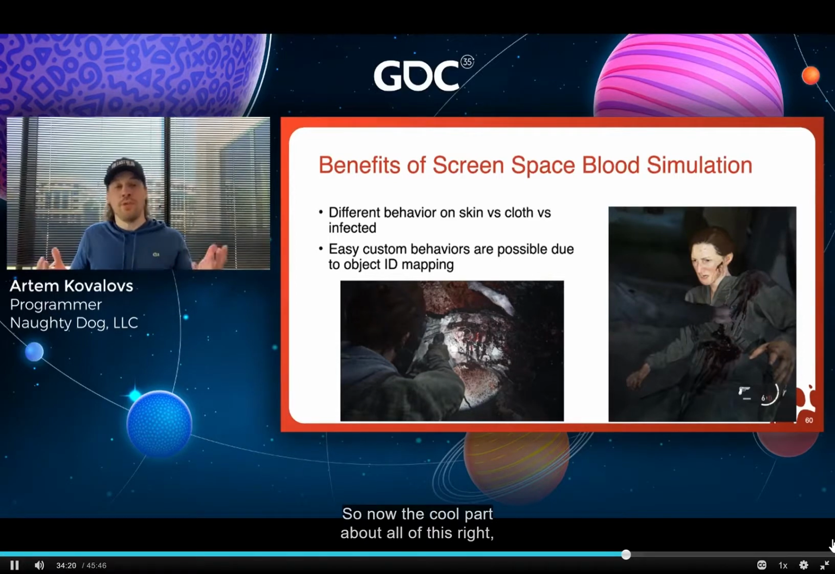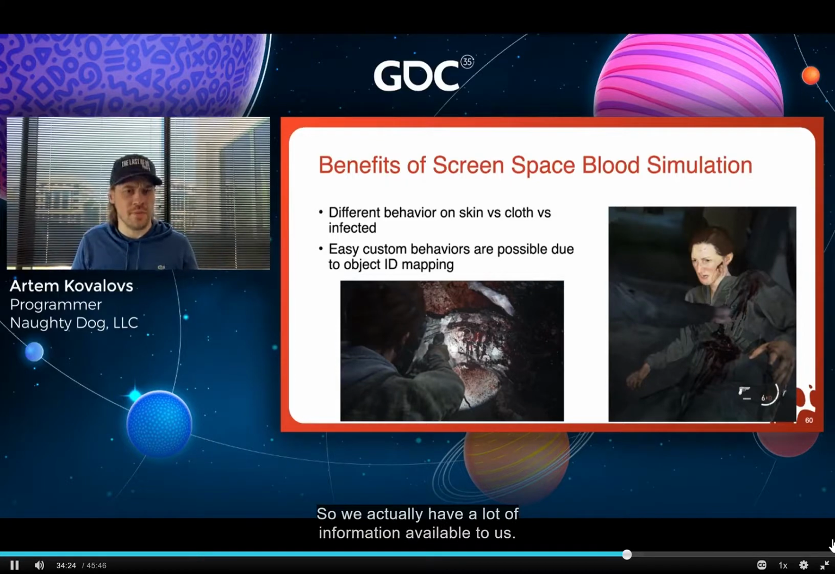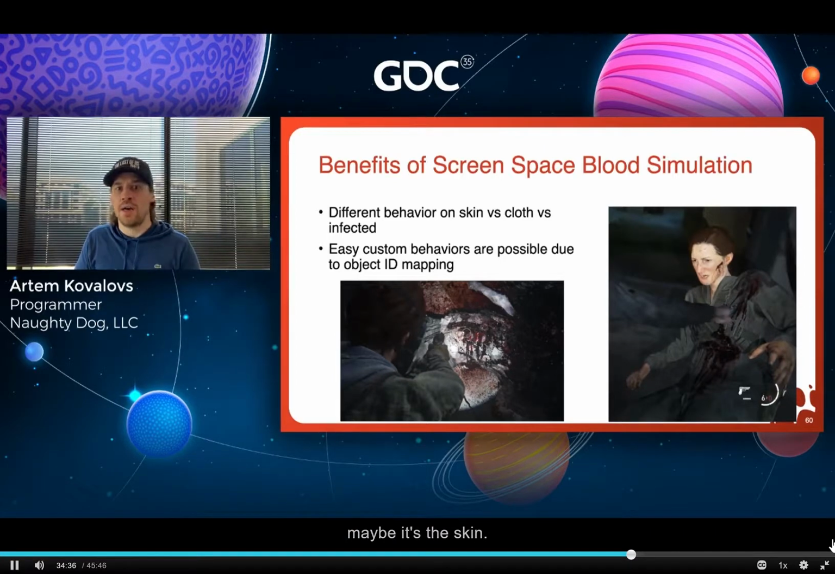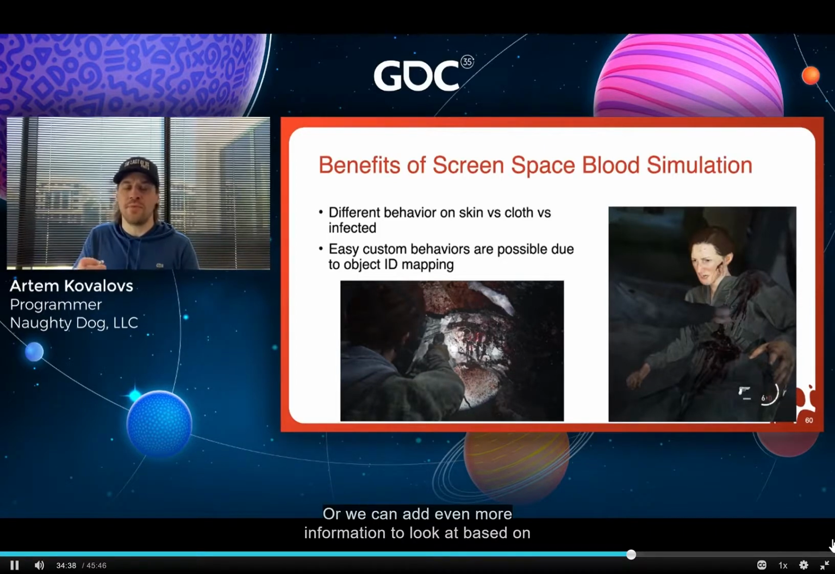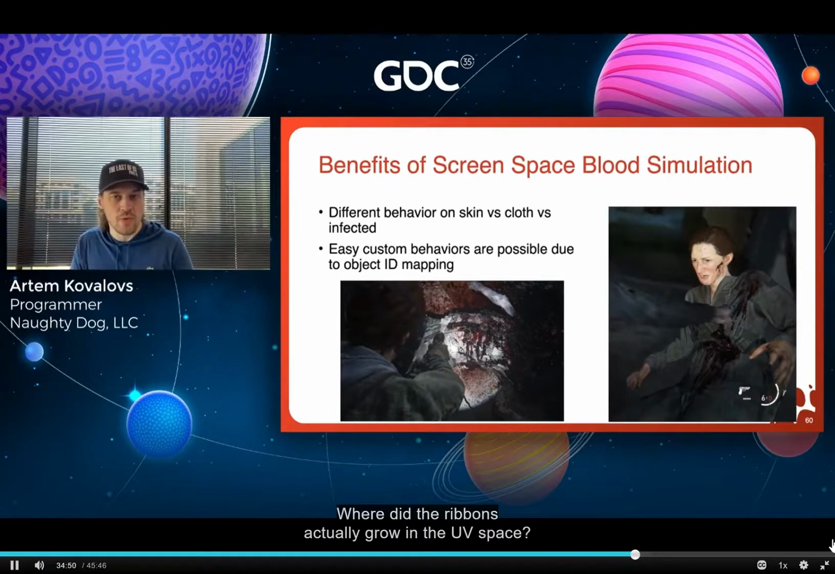So now the cool part about all of this is that we have screen space information, so we actually have a lot of information available to us. In our case, we know, for example, skin versus cloth, based on stencil bits or material IDs. We know that the pixel is cloth, or maybe it's infected, maybe it's skin, or we can look up even more information based on the object ID mapping and mesh ID ultimately. Based on those factors, we read that data in screen space and pass it along to the CPU where the ribbons actually grow in the UV space. And that can give us different behaviors.